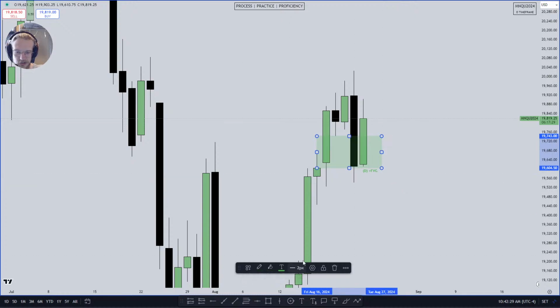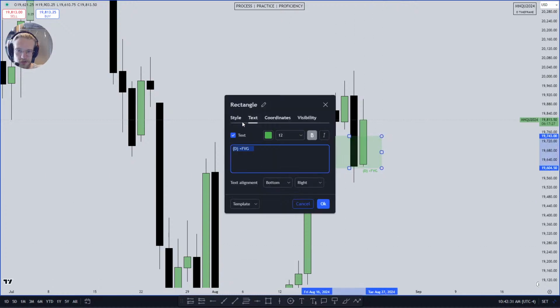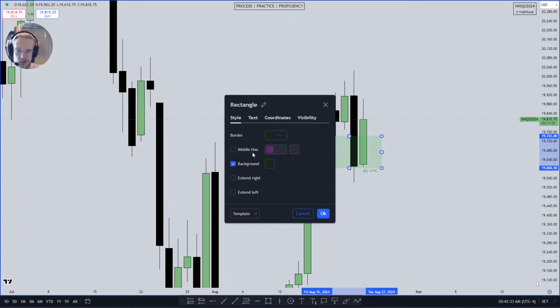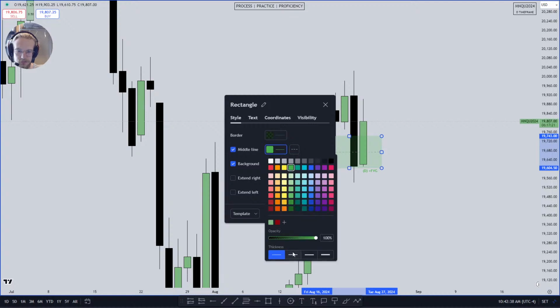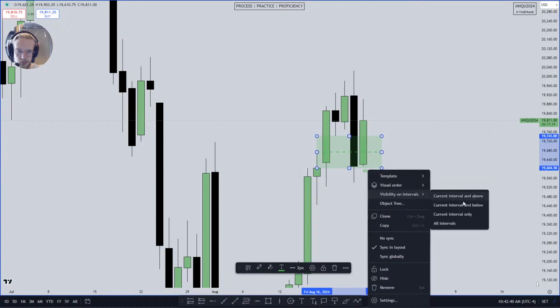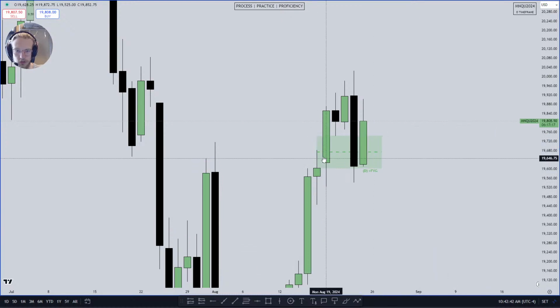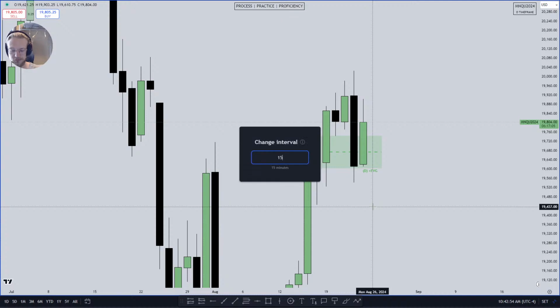This is a daily imbalance as well, daily inefficiency, which we can see we came back into and filled completely. We stretched up on the upside above this short-term high, then came back into it, filled it, and now we're trading just outside of it.